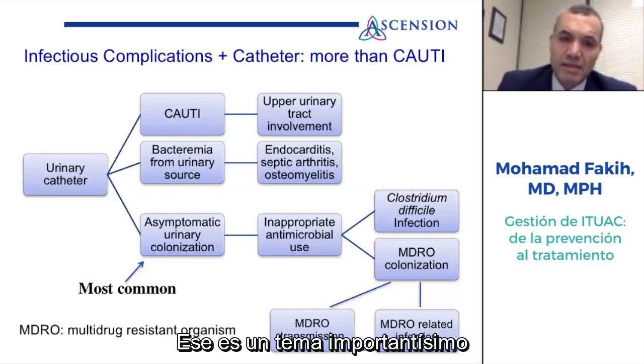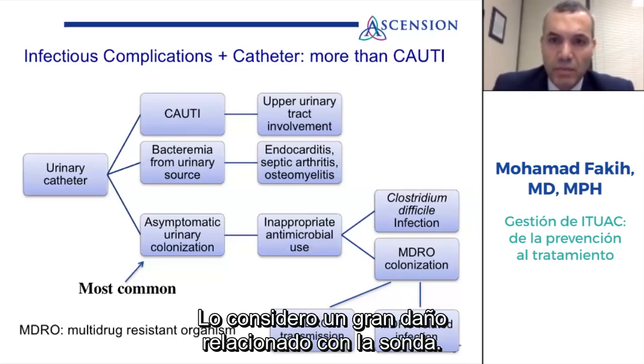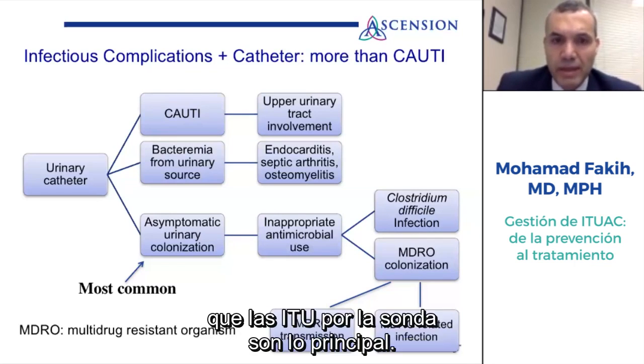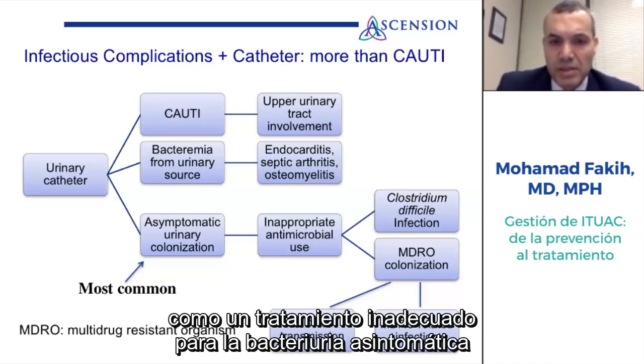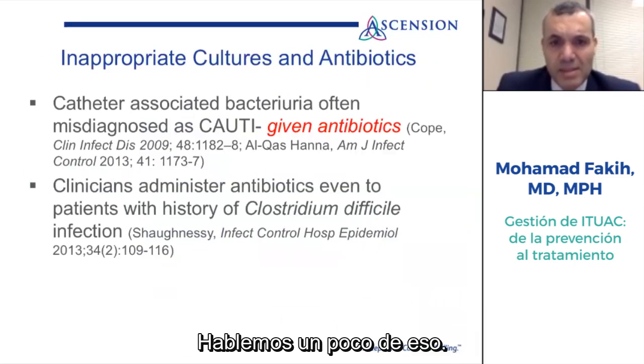So that's a very important area that has not been focused on as much as we should. But I see it as a very big harm related to the catheter. And that's why I did not want us to think that catheter-associated UTI is the main area. I think there are other infectious complications, such as inappropriate treatment for asymptomatic bacteriuria that lead to bad outcomes. So let's talk a little bit about it.